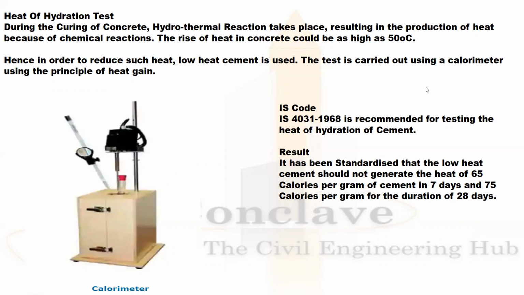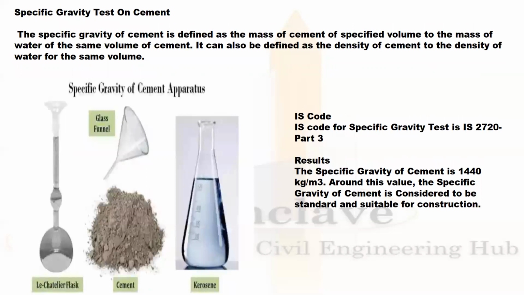The test is carried out using a calorimeter as the principal heat gauge. IS code 4031, 1968. Result: it has been standardized that low heat cement should generate heat of 65 calories per gram of cement in 7 days and 75 calories per gram for the duration of 28 days.